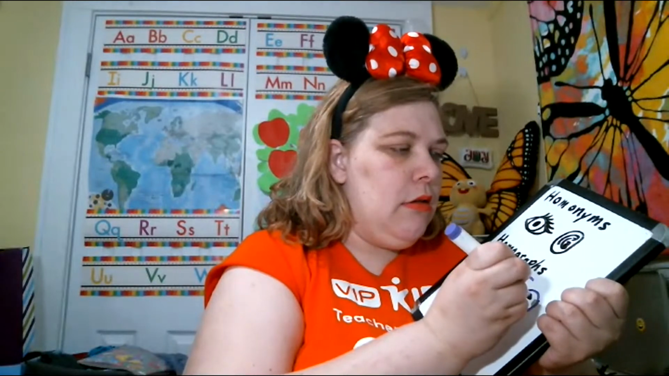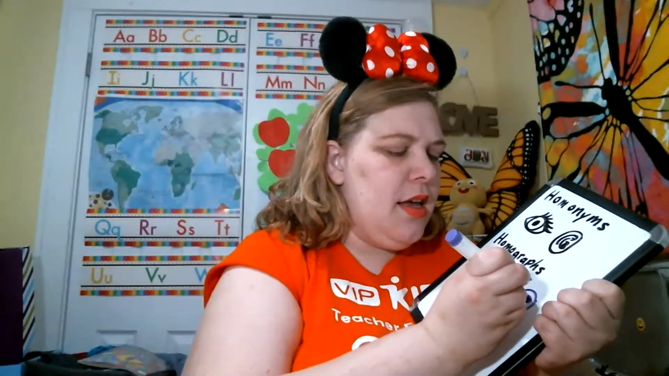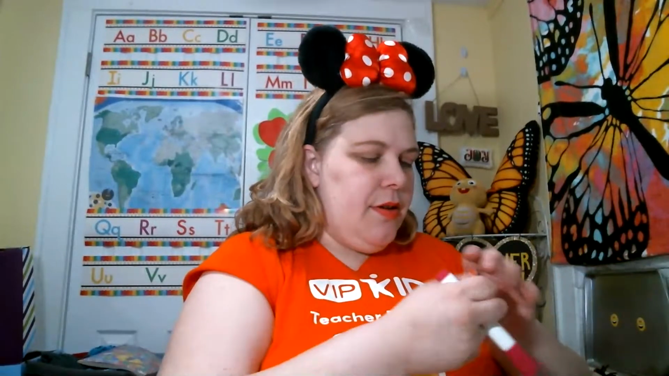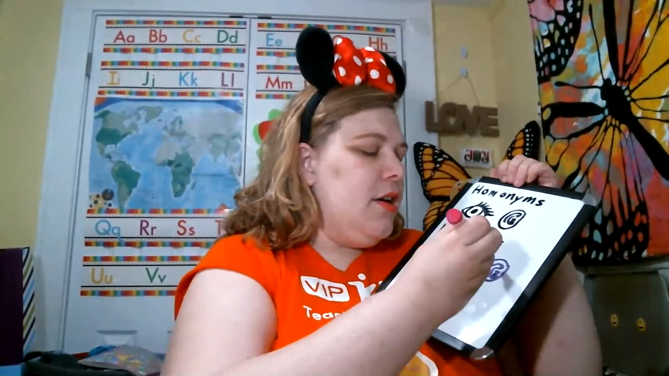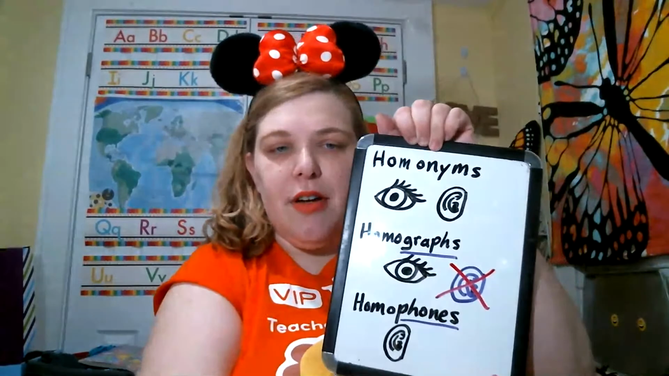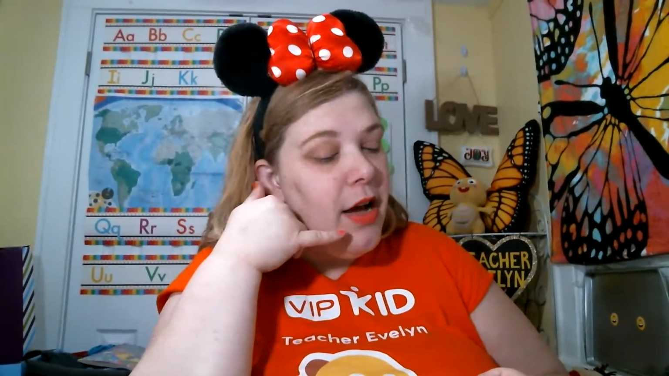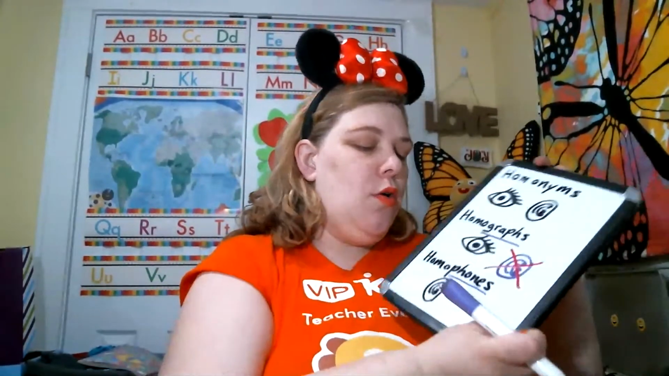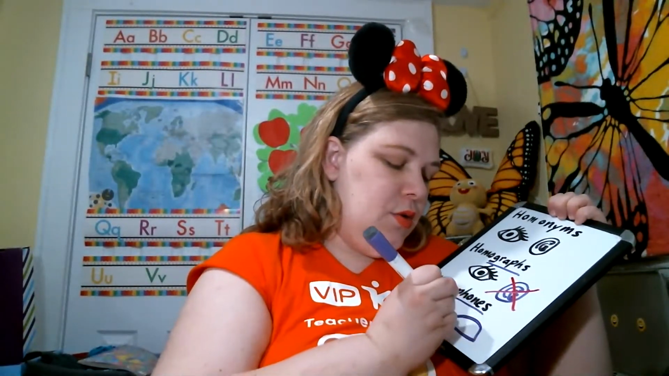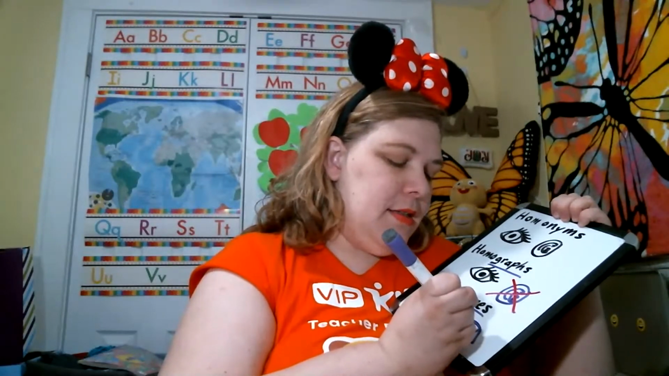So actually, let me draw an ear here. Oh, gracious. Ears are a little bit complicated to draw. So draw an ear here, and we're going to put an X through it and say it looks the same, but it sounds different, right? And it's going to be the same for homophone, which is the opposite. When someone calls you on the phone, you hear them. Unless you have video calling, you don't see them, right? You just hear them on the phone. So homophone is it sounds the same, but it's spelled differently.